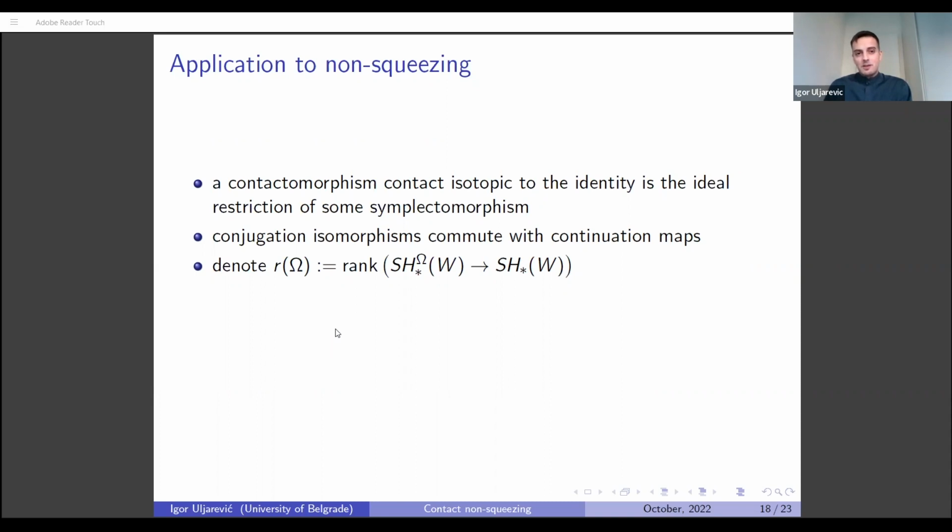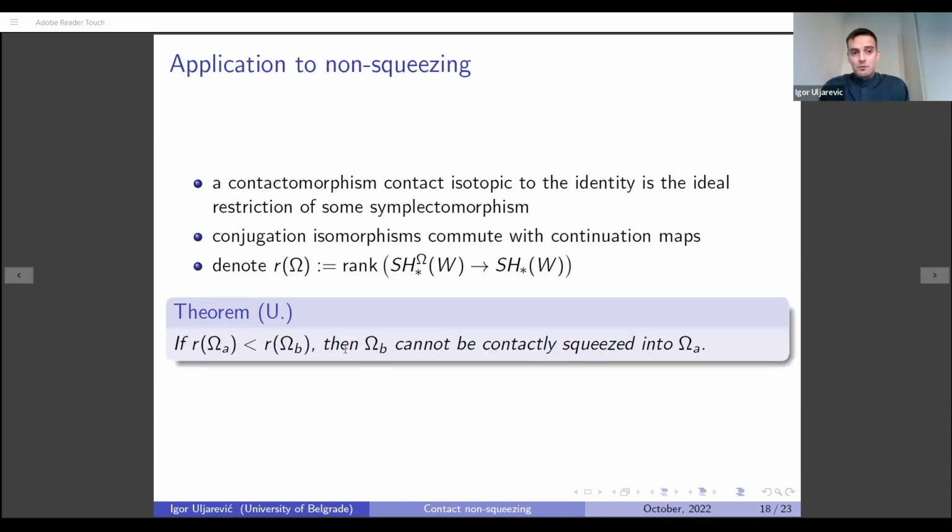So the non-squeezing results that are a consequence of my work are actually a consequence of the following theorem. If r of omega A is less than r of omega B, then omega B cannot be contactly squeezed into omega A. Apart from r of omega being invariant under contact isotopies, this theorem also uses the functoriality of the continuation maps, meaning the composition of continuation maps is a continuation map itself.